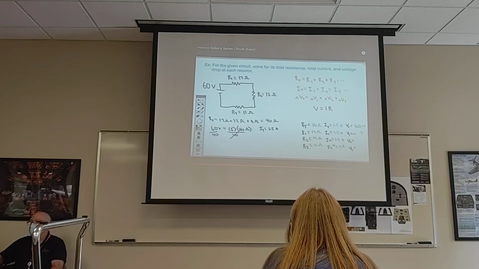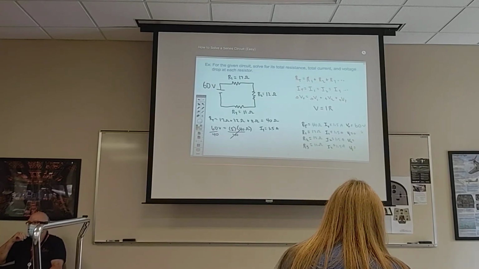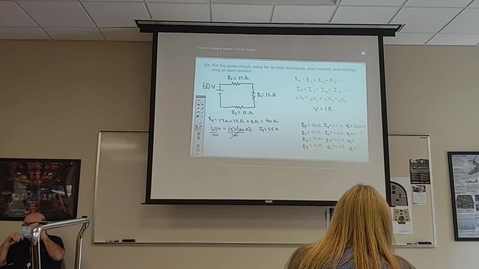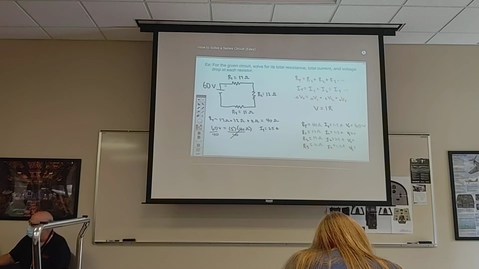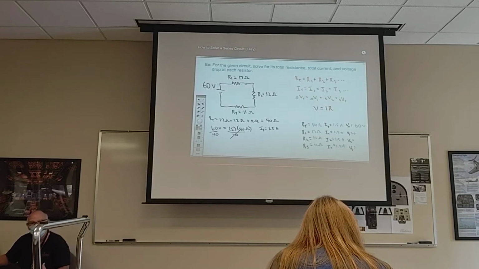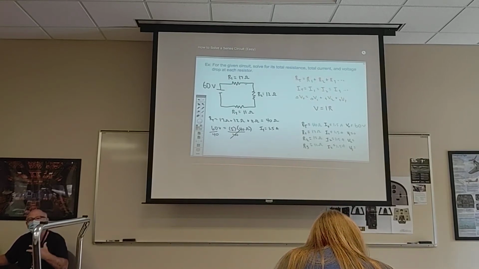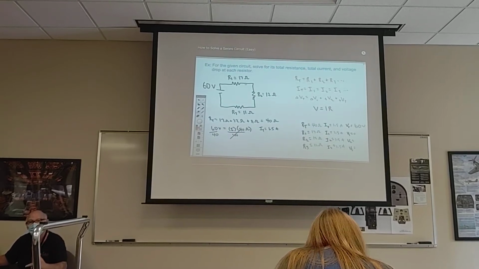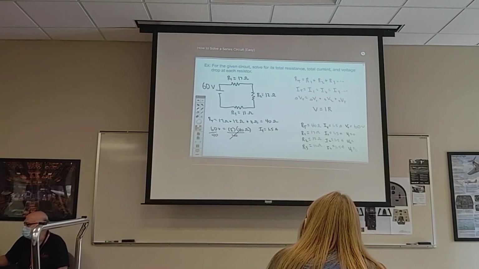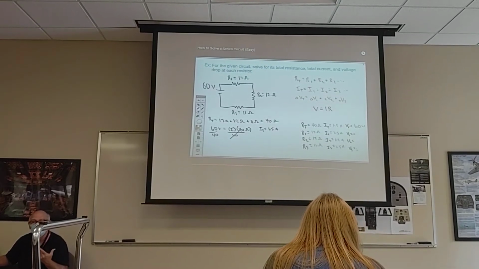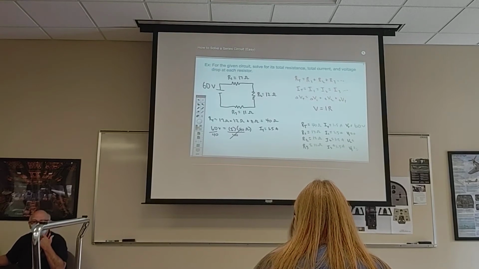17 times 1.5 is what? 25.5. Okay, so you're telling me the voltage drop across here is 25.5 volts. So 60 minus 25.5 leaves you about 34.5 volts to drop across the other two. Next one's 18, next one's 16.5. You add them up, and sure enough, it ends up as 60 volts, doesn't it?